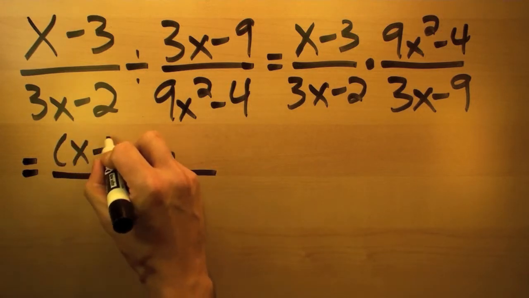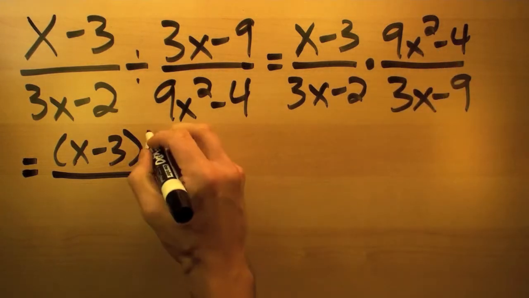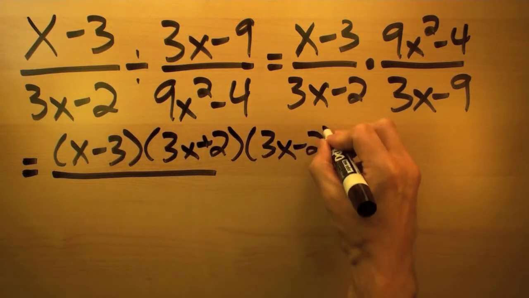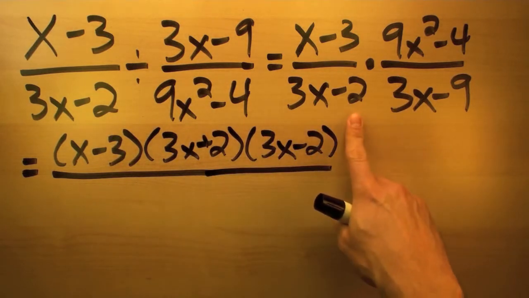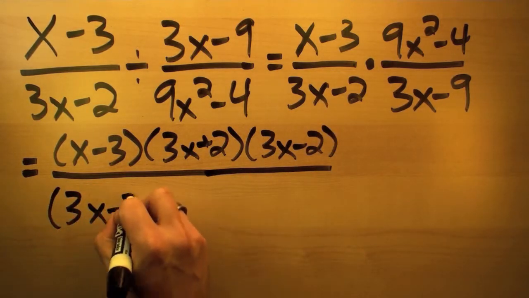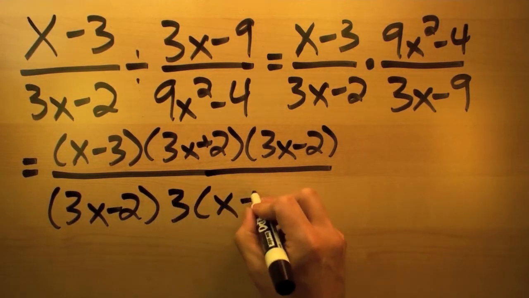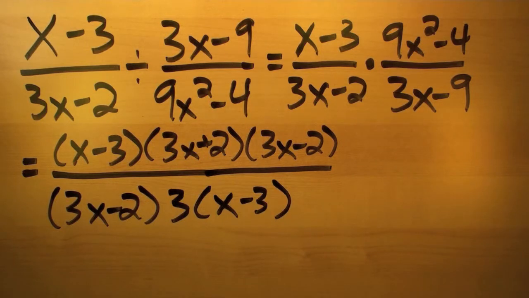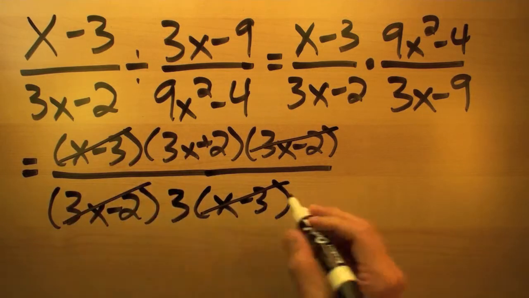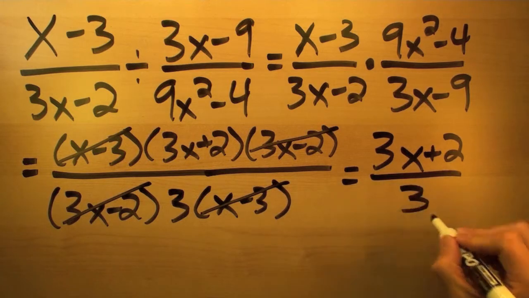So we have a factor of x minus 3 from here. Then we'll factor 9x squared minus 4 to get 3x plus 2, 3x minus 2. We'll have this 3x minus 2 from this denominator. And when we factor 3x minus 9, we'll get 3 times x minus 3. So going through and canceling as before, the x minus 3's cancel, 3x minus 2's cancel, and we're left with 3x plus 2 over 3.